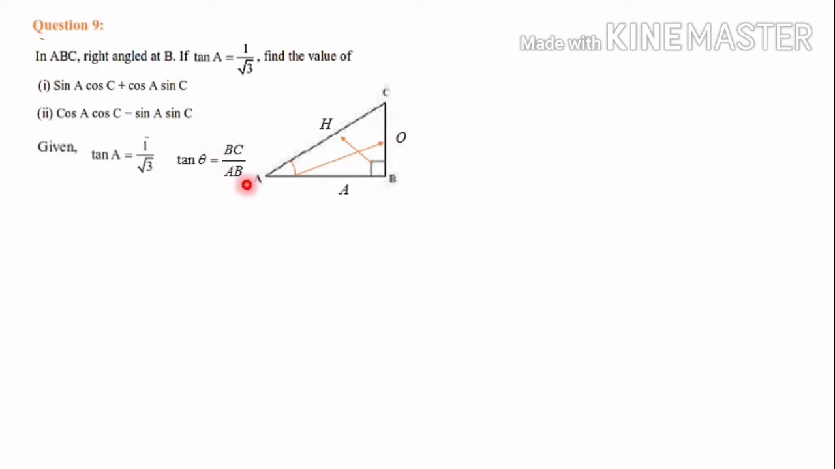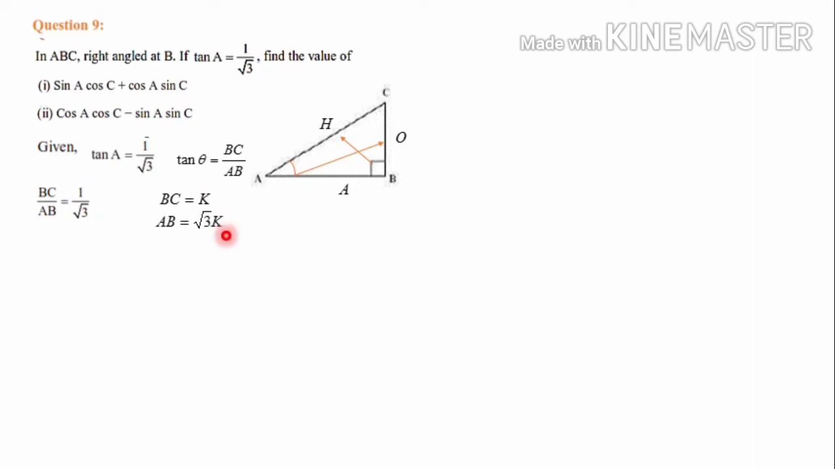So BC by AB. Then by comparing these two equations, we can write the value of BC and the value of AB. So BC by AB, we can write it as 1 by root 3. Then from here we can write BC is equal to K. Here BC is 1, so 1 into K, we can write it as K.